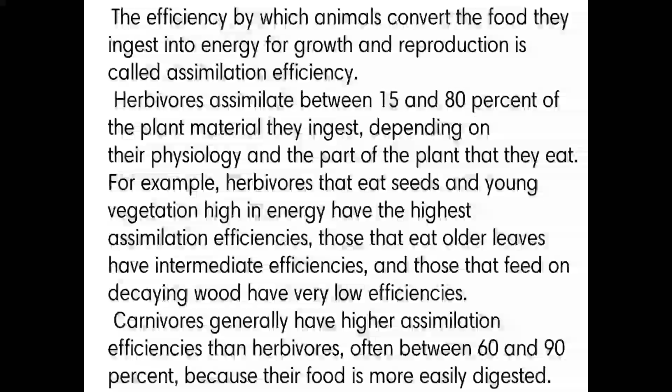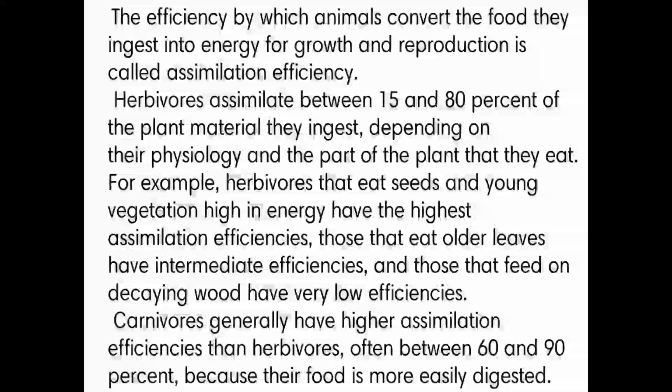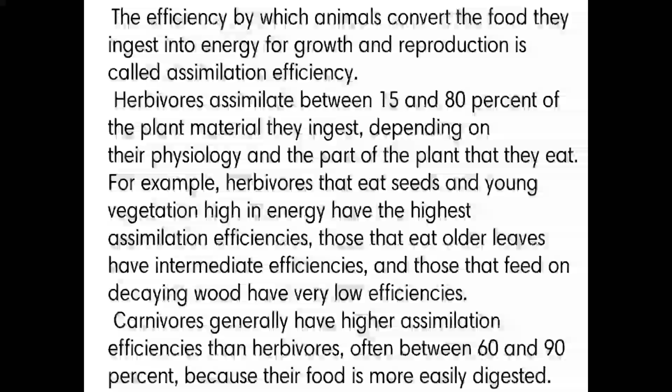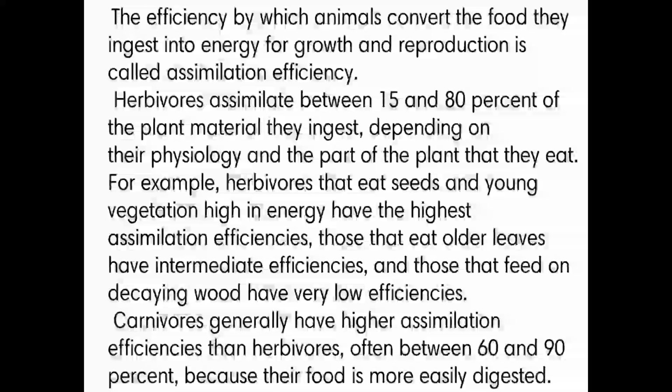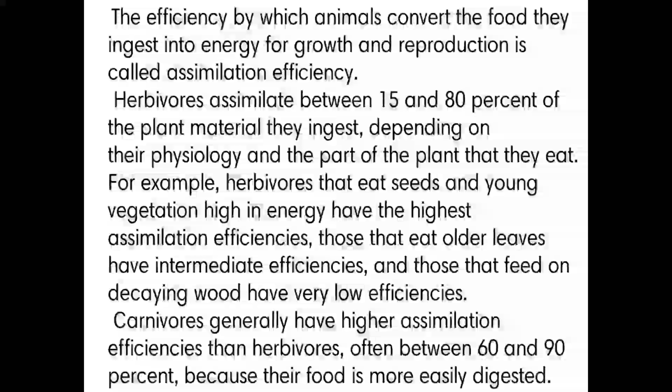The efficiency by which animals convert the food they ingest into energy for growth and reproduction is called assimilation efficiency. Herbivores assimilate between 15 and 80% of the plant material they ingest, depending on their physiology and the part of the plant they eat. For example, herbivores that eat seeds and young vegetation high in energy have the highest assimilation efficiency. Those that eat older leaves have intermediate efficiency, and those that feed on decaying wood have very low efficiency.